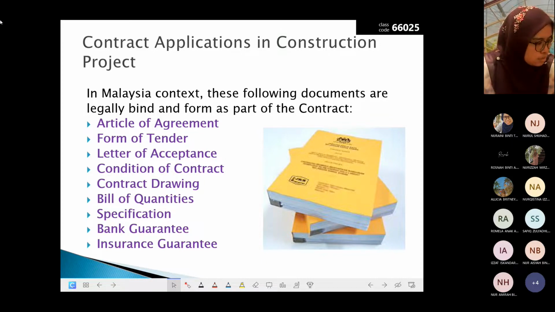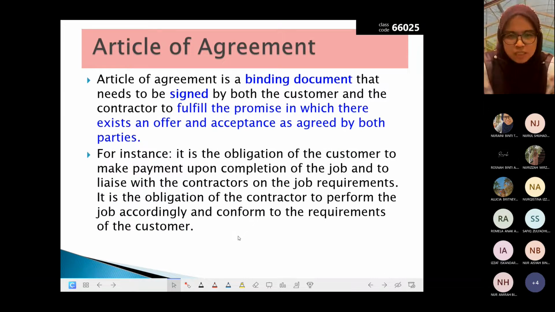Okay, article of agreement, form of tender, letter of acceptance, condition of contract sampai lagi insurance guarantee. So article of agreement ni is a binding document that need to be signed by both the customer and the contractor to fulfill the promise in which there exists an offer and acceptance as agreed by both party. Okay, so ada offer and acceptance lah. One party akan offer service, okay, and client akan accept with some price.